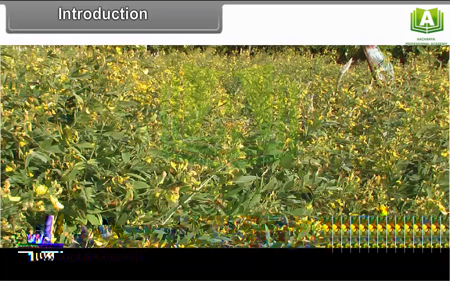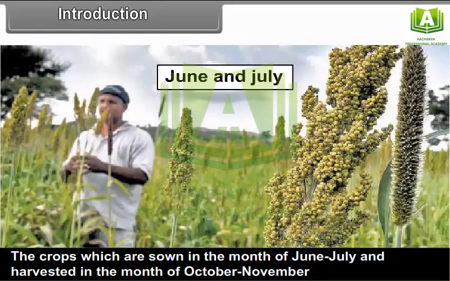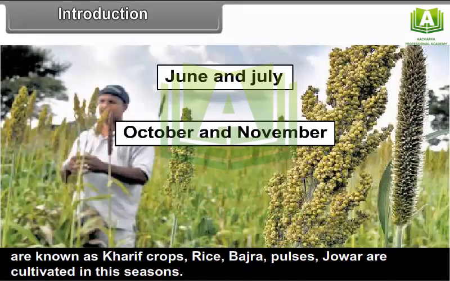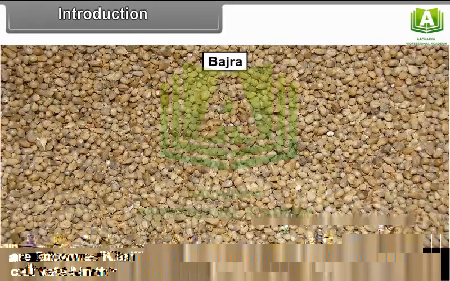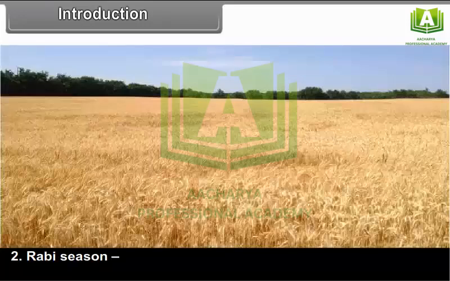Number 1, Kharif season. The crops which are sown in the month of June and July and harvested in the month of October or November are known as Kharif crops. Rice, bajra, pulses, jowar are cultivated in these seasons.